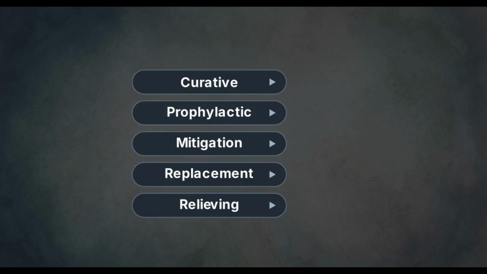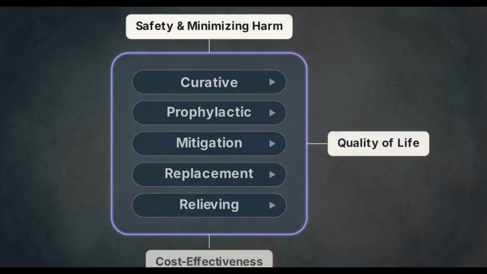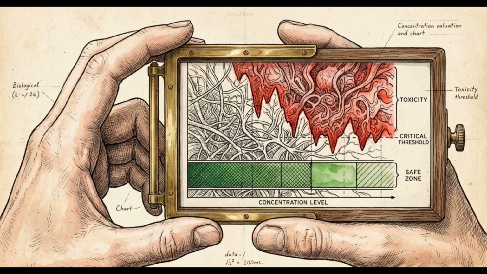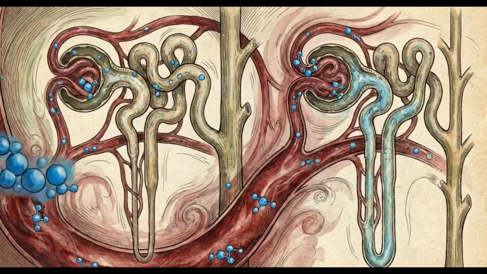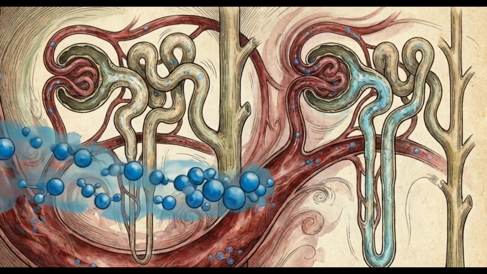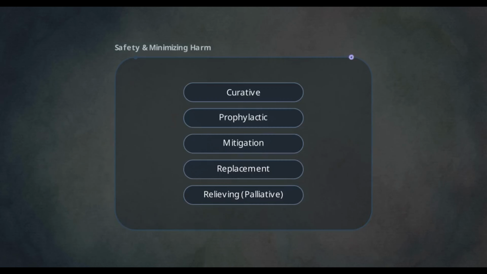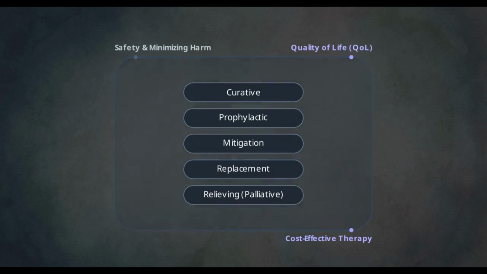These 5 active interventions are governed by 3 systemic roles. The first boundary is the mandate to ensure safety and minimize harm. All drugs must be carefully monitored to avoid toxicity and adverse drug reactions. For example, clinicians adjust medication doses based on a patient's kidney function to prevent a drug from building up to toxic levels. The final 2 boundaries are quality of life and cost-effective therapy.